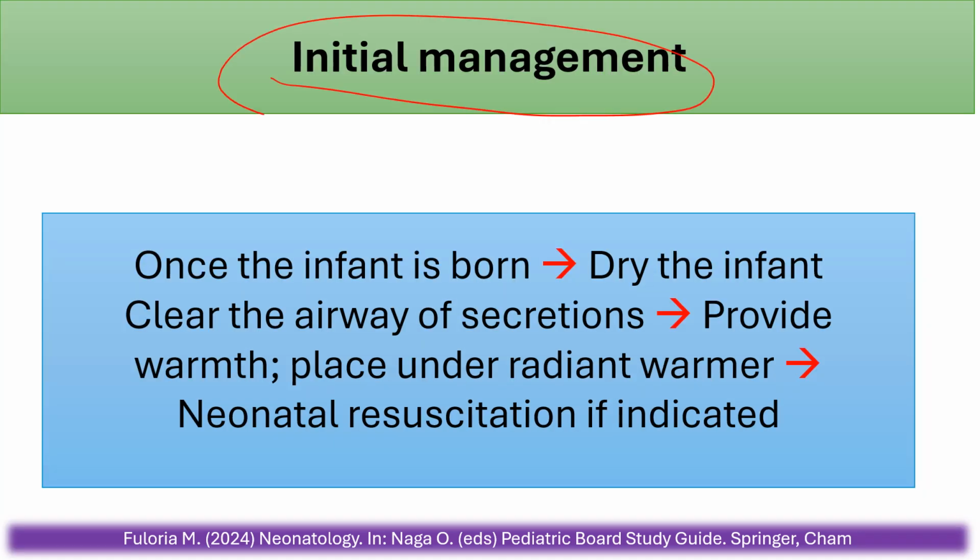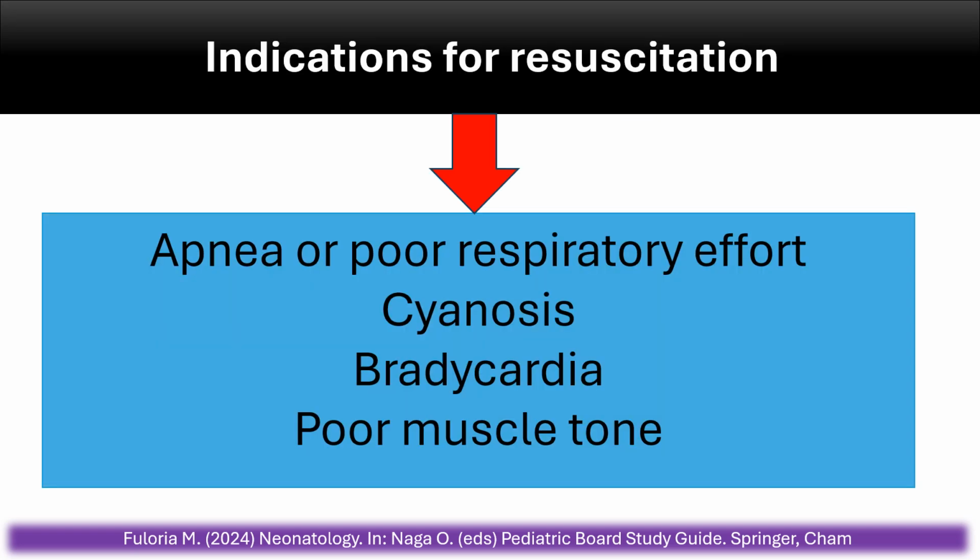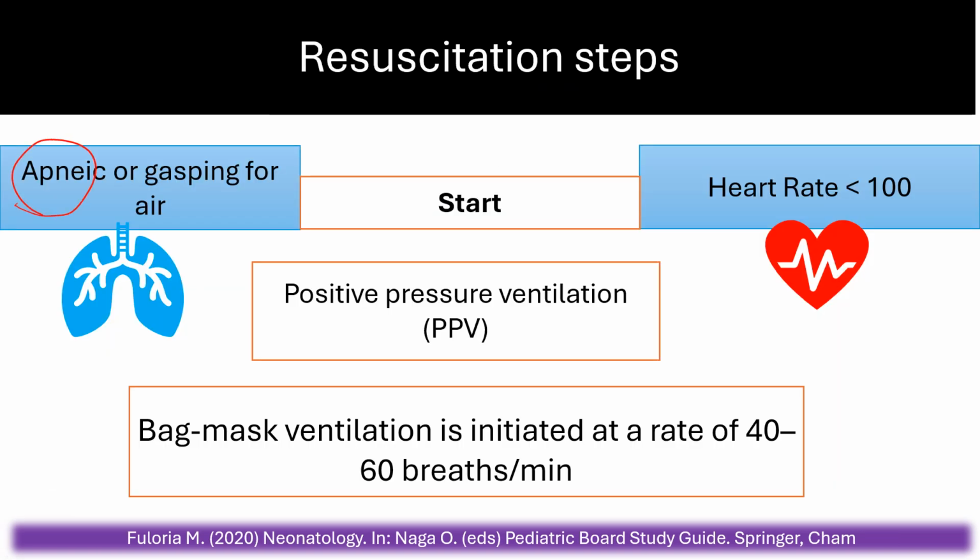Initial management. Once the infant is born, dry the infant, clear the airway of secretions, provide warmth, place the infant under the radiant warmer, start neonatal resuscitation if indicated. Indications for resuscitation: apnea or poor respiratory effort, cyanosis, bradycardia, poor muscle tone. If the infant is apneic or gasping for air with a heart rate less than 100, start positive pressure ventilation or PPV. Bag mask ventilation is initiated at a rate of 40 to 60 breaths per minute.